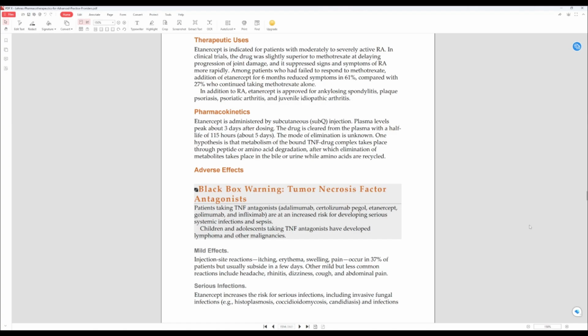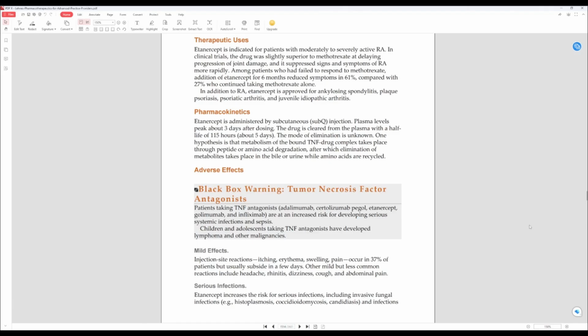So, its pharmacokinetics. Etanercept is administered by a subcutaneous injection. Plasma levels peak in about 3 days after dosing. The drug is cleared from the plasma with a half-life of 115 hours, or about 5 days, and the mode of elimination is considered unknown. One hypothesis is that metabolism of the bound TNF drug complex takes place through peptide or amino acid degradation, after which elimination of metabolites takes place in the bile or urine, while amino acids are recycled.